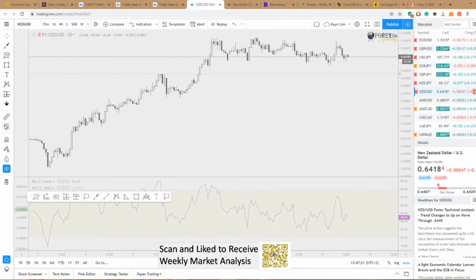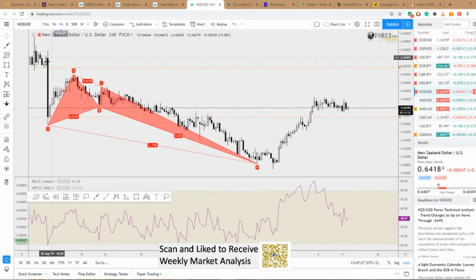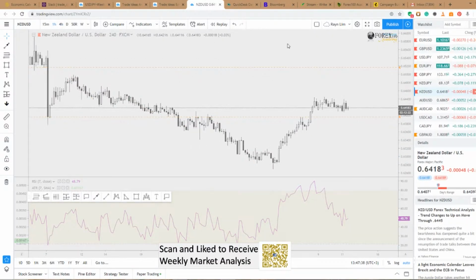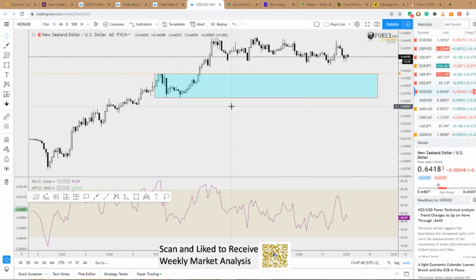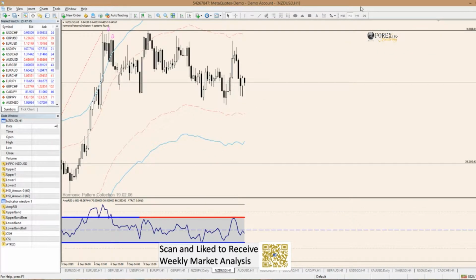Okay, back to the daily chart, I'll share with you my analysis. Nothing much on the daily chart. To the 4-hour chart, as you can see, there is a crab pattern. The market has gone up, already took profit, so this analysis is invalid. You can just remove it. To the 1-hour, nothing much, just a buy zone. We can double check with our system.